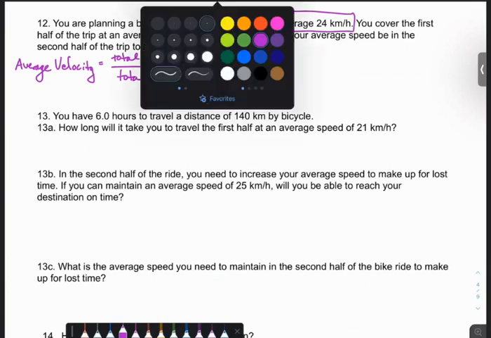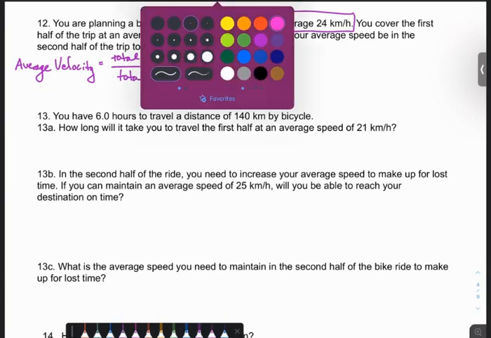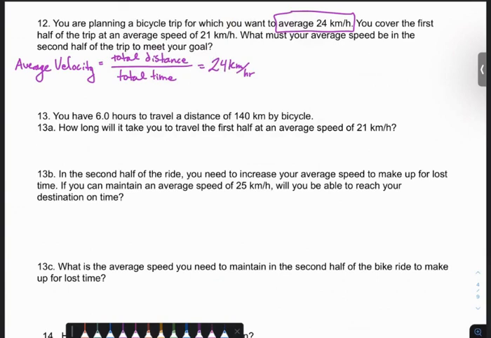So this is a little bit of a tricky problem. If you struggled with it, you're not alone, because this is a little bit of a different kind of problem in that you don't know everything. So you're going to have to do this in two parts and have two equations and two unknowns. Your total distance is going to be the distance you went in the first half and the distance you went in the second half.